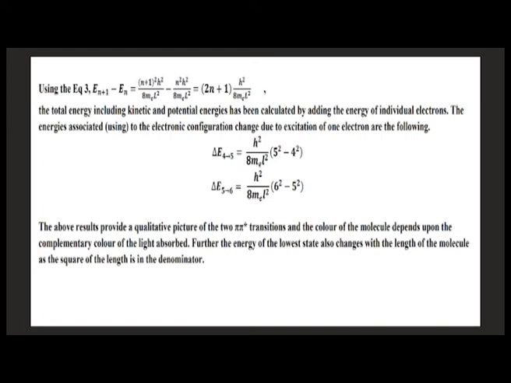The above results provide a qualitative picture of the pi to pi star transitions, and the color of the molecule depends upon the complementary color of the light absorbed. Further, the energy of the lowest state also changes with the length of the molecule, as the square of length is in the denominator.